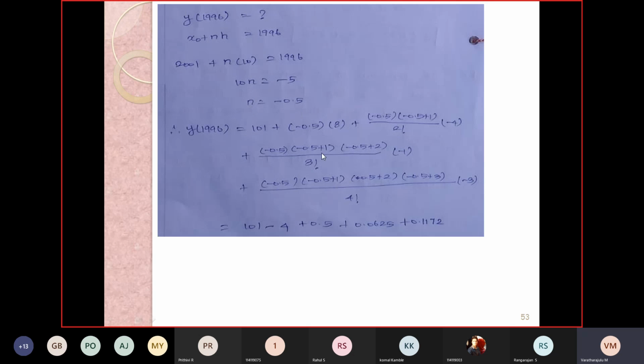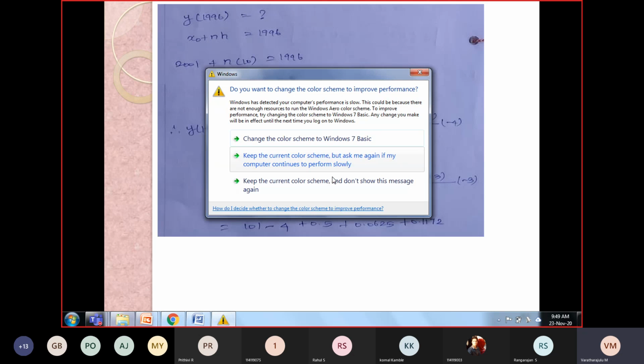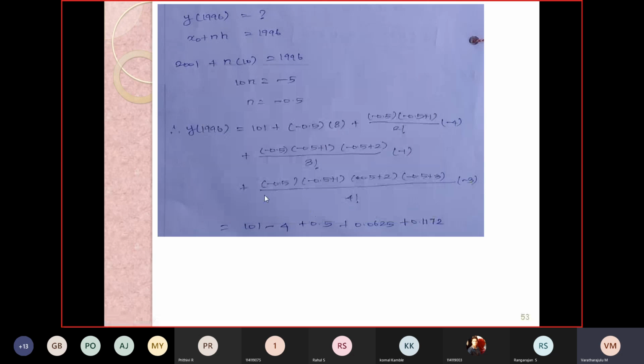By applying the n value in the backward interpolation formula: 101 plus minus 0.5 into 8, minus 0.5 into minus 0.5 plus 1 divided by 2 factorial into minus 4. This minus 4, and minus 1, minus 3 are obtained from the table. Then minus 0.5, minus 0.5 plus 1, minus 0.5 plus 2 divided by 3 factorial. Similarly, we have some coefficient with the minus 3, and so on: minus 4 plus 0.5 plus 0.065 plus 0.0172.